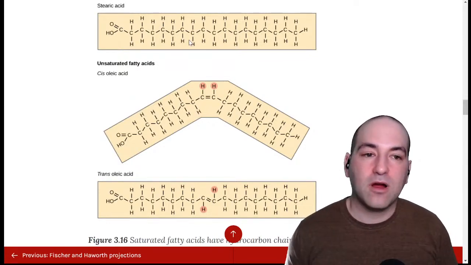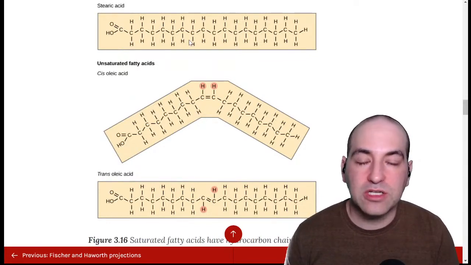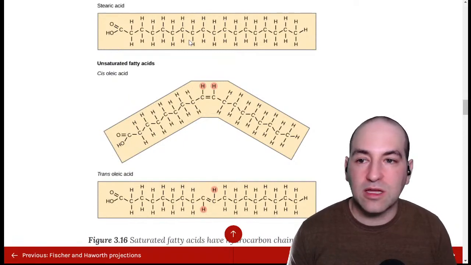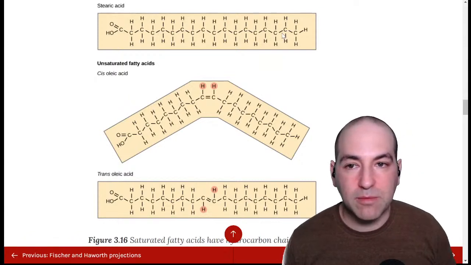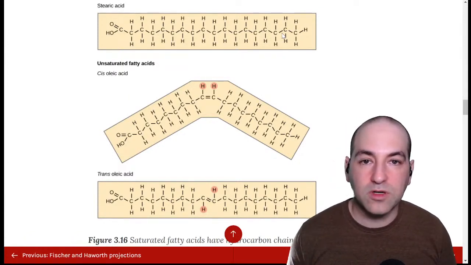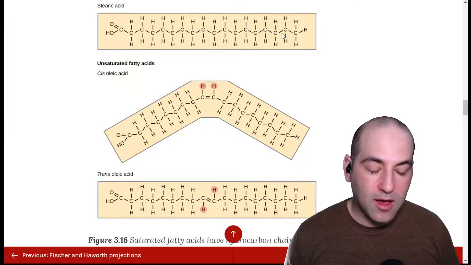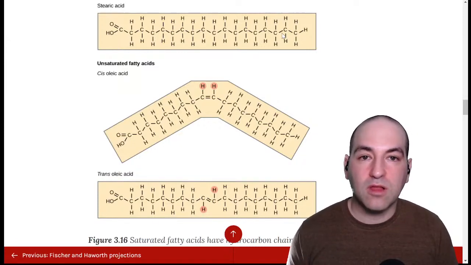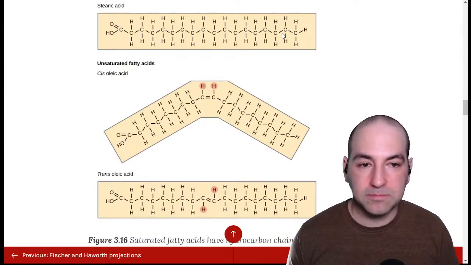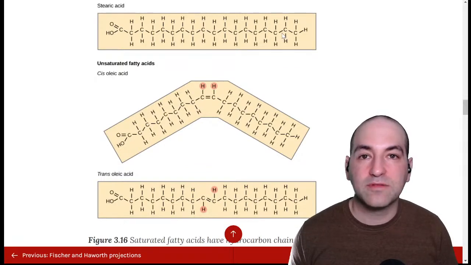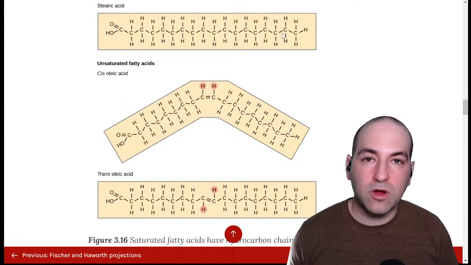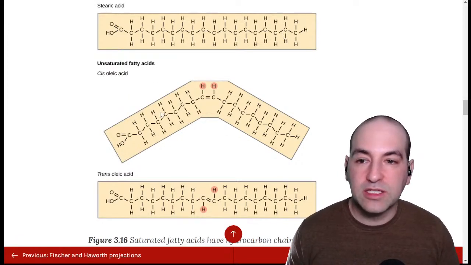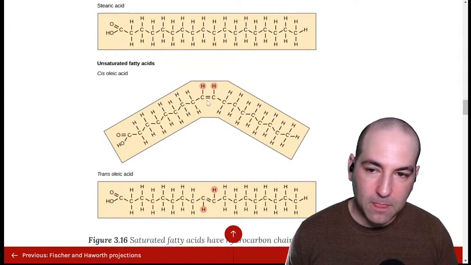And so because of that, they're not going to have as strong of attractions, and so they're going to melt more easily. So saturated fats are generally more solid at room temperature because of those strong intermolecular forces, those strong dispersion forces. So things like butter, lard, coconut oil, those all have a lot of saturated fats in them, saturated fatty acids, whereas things like vegetable oil, olive oil tend to have unsaturated fatty acids like this.